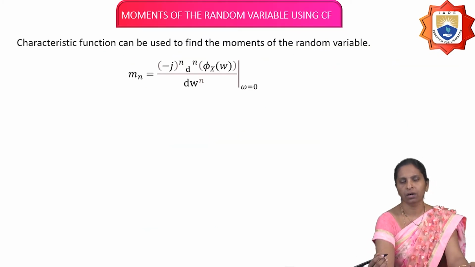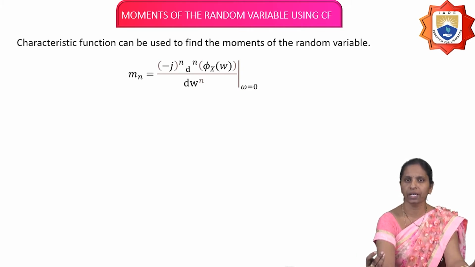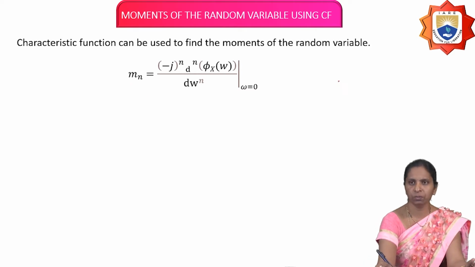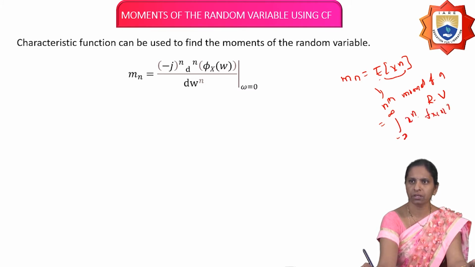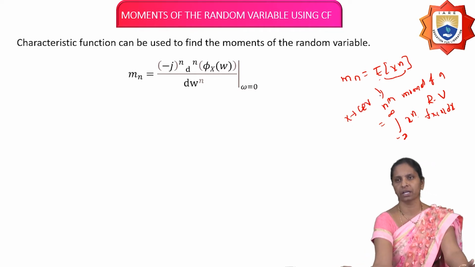Now, I already told you that the characteristic function is used to calculate the nth moment of a random variable x. What is the nth moment of a random variable x? What is the formula? The expectation of x power n is called the nth moment of a random variable. Now, how do you calculate this? For a continuous random variable, the expectation of x power n is the integration from minus infinity to infinity of x power n into f x of x dx. Here we are assuming that the random variable x is a continuous random variable.